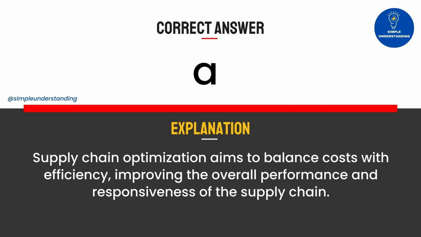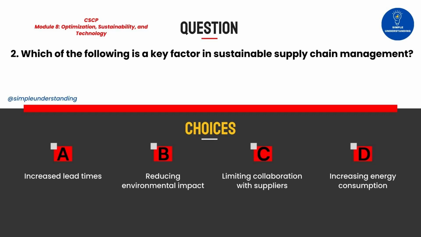2. Which of the following is a key factor in sustainable supply chain management? A. Increased lead times. B. Reducing environmental impact. C.